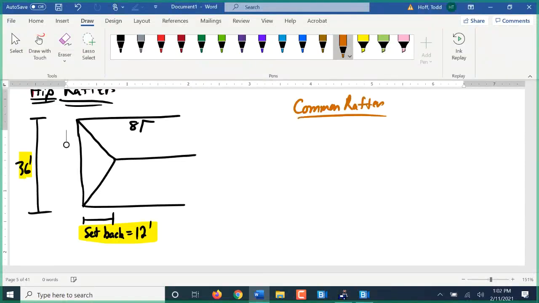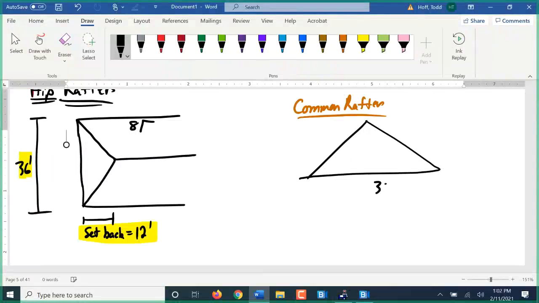So we're going to start out with the common rafter. A common rafter is a span of 36 feet and a slope of 8/12. So our first thing we're going to find here is the height. And of course, we find that off. We've got a run of 18 feet, half of 36, and our slope of 8/12.